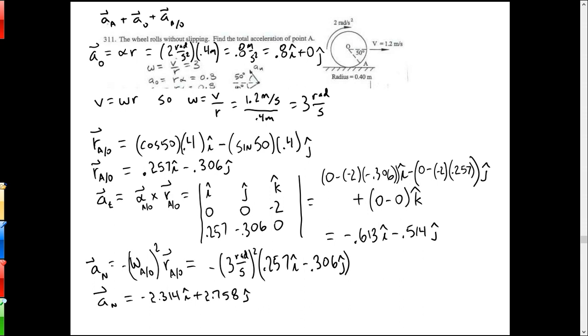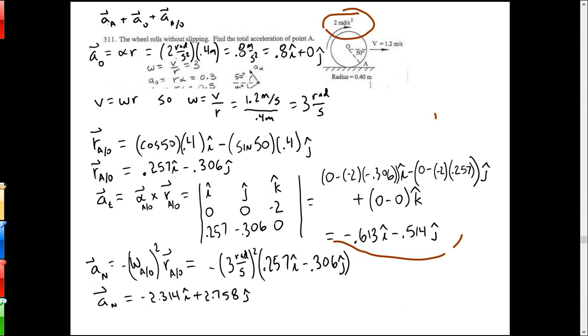All right, once you've got that, what you would do is a cross product with alpha. Now what you've got for alpha there is a clockwise 2. Clockwise 2 is negative 2, and that's a k vector. So those rotational vectors are all k's. So that's 0, 0, minus 2. Then you cross that with R_A with respect to O. When you do that, you'll get negative 0.613i minus 0.514j. So that's the tangential.